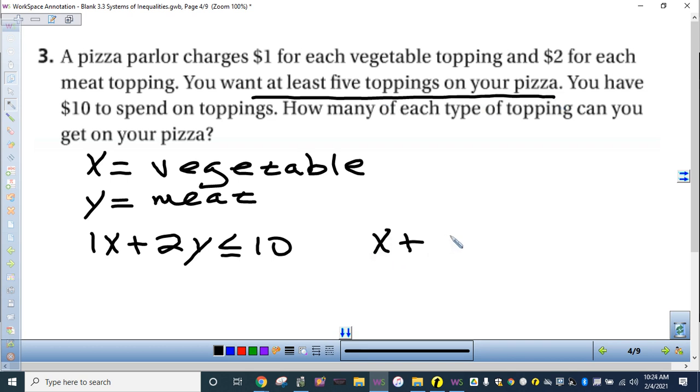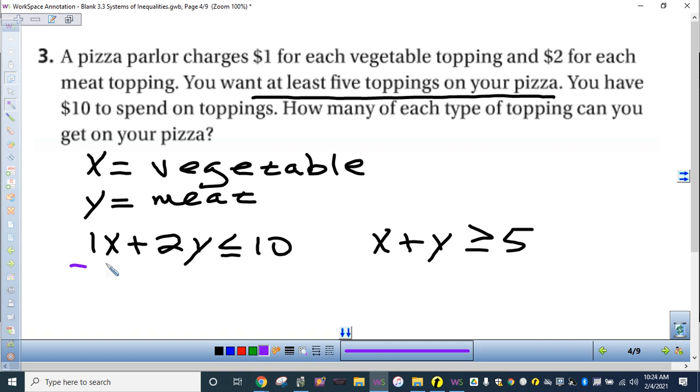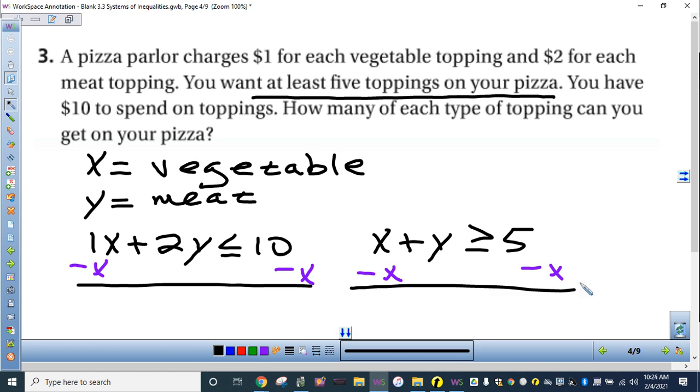So your other equation is just x plus y, because you don't know how many veg or how many meat toppings you're going to get. We want at least 5, so it's greater than or equal to. So solve both of those and graph. Subtract x from both sides of both equations. On the left equation, we get 2y is less than or equal to negative x plus 10.